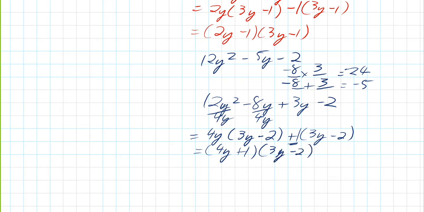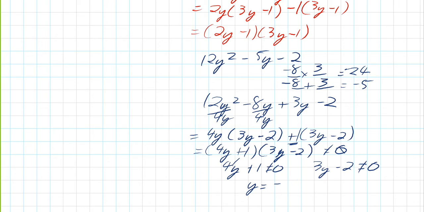Before I go and rewrite that, I'm already here, so I might as well state my restrictions. Remember, this part also cannot be equal to 0. That's what's important. So I'm going to split this. 4y plus 1 cannot equal 0, and 3y minus 2 cannot equal 0. So that's going to give me y cannot be negative 1 over 4. Oh, I wrote that wrong.